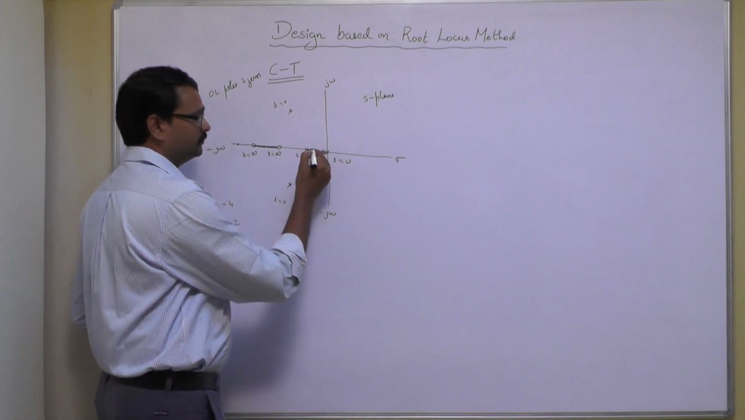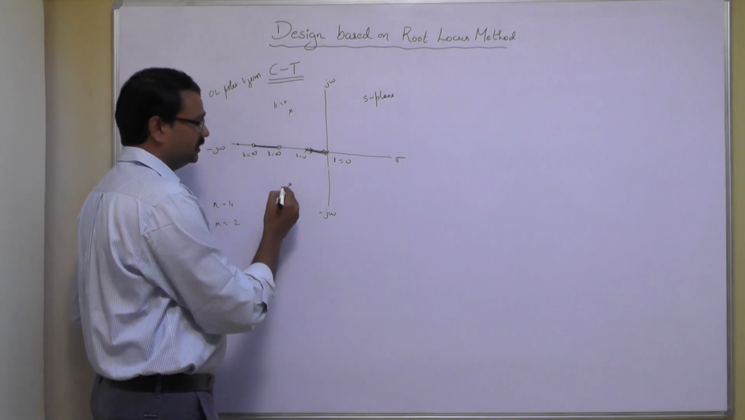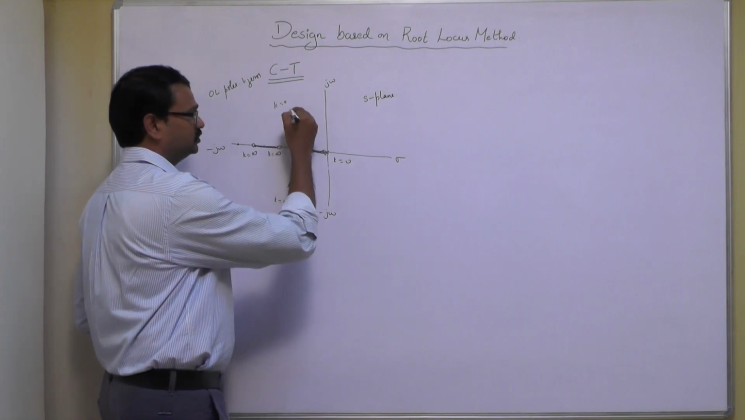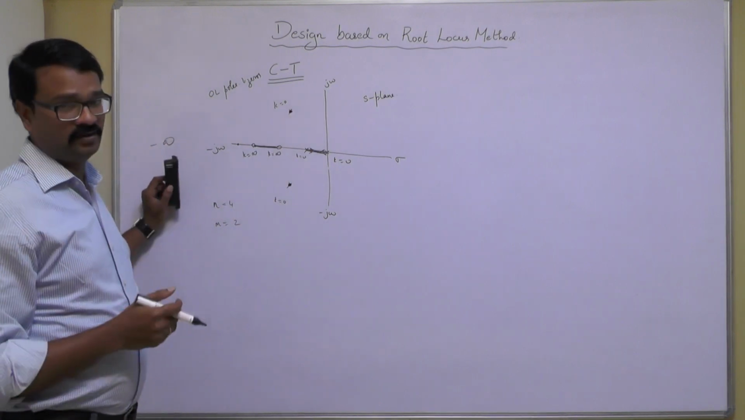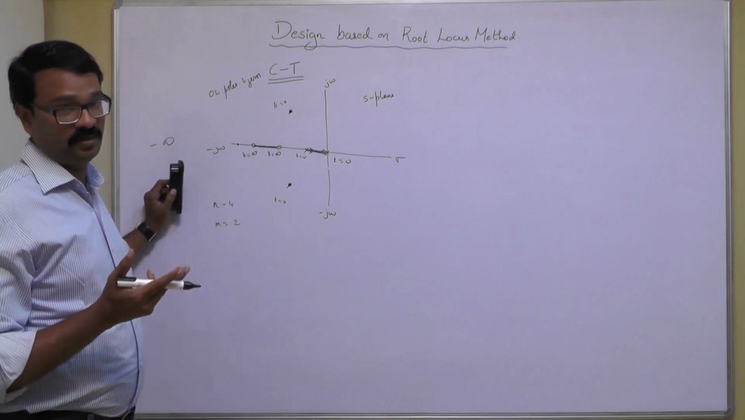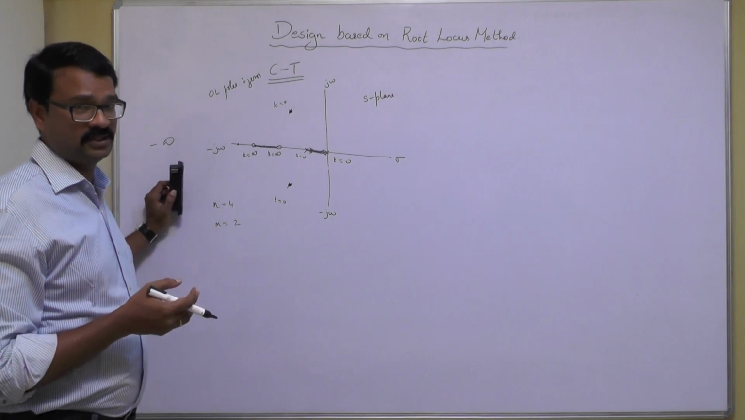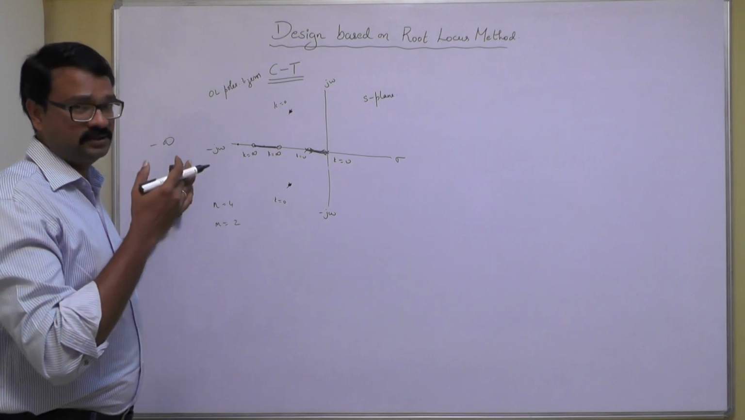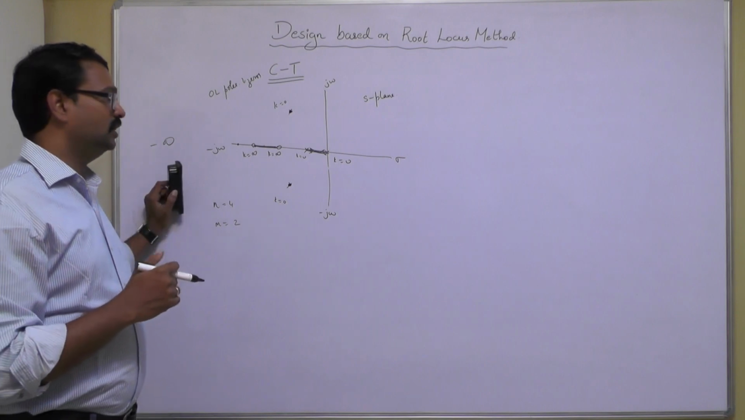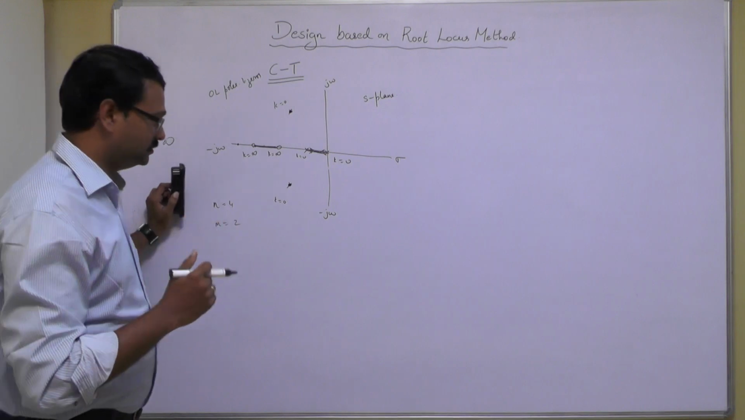Now at these 2 points, branches are starting, because they are complex conjugate poles, and you can find out the angle of departure. If there are complex conjugate zeros, then it will have an angle of arrival, because the root locus terminates at a zero. And here at a pole, the root locus starts at a pole.